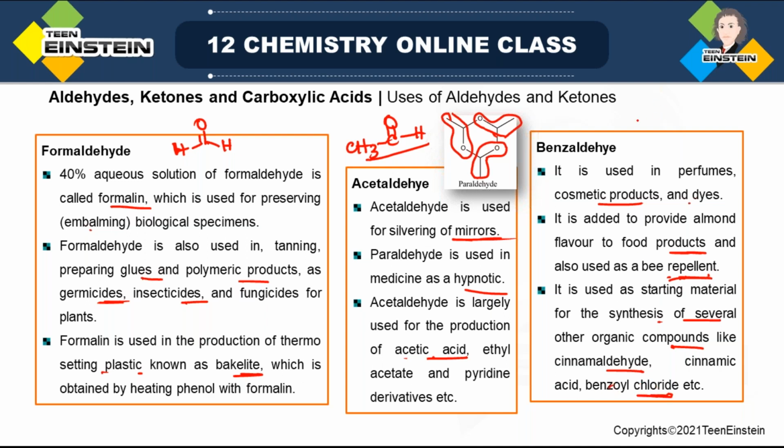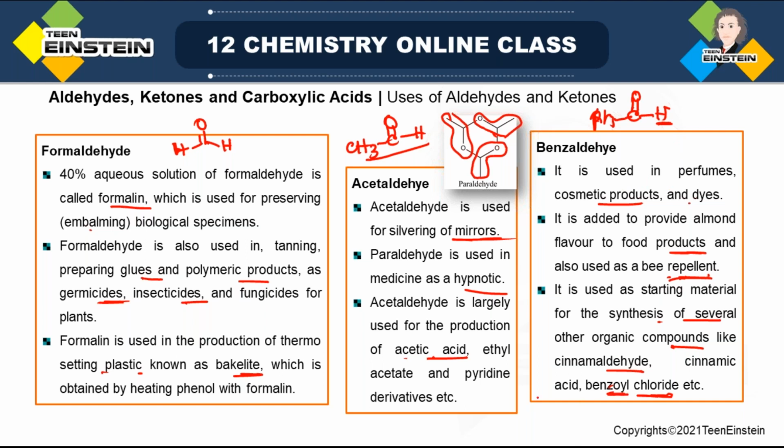Benzaldehyde is PhCHO, and PhCOCl is benzoyl chloride. Remember what we saw in the last slide: when you are treating it with chlorine without any catalyst, this H is replaced by Cl. So now it is converted to PhCOCl, which is nothing but benzoyl chloride.